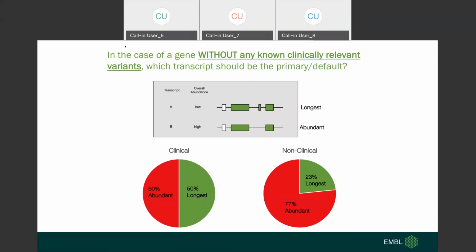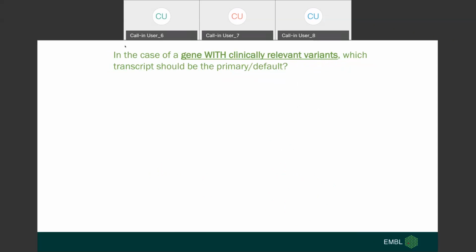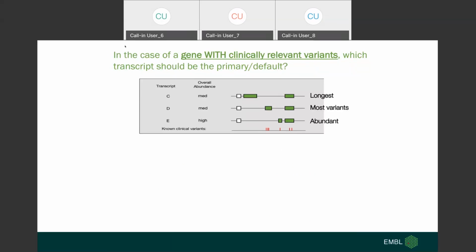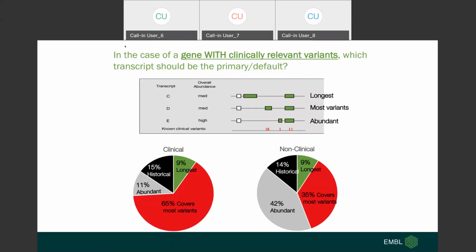However, for the non-clinical community, abundance was a much more important factor. We then asked the second question, which was, in the case of a gene with clinically relevant variants, which transcript should be the primary default? And here we gave the choice of, again, the longest, the one that captures the most pathogenic variants, or the one that's the most abundant at the locus. And the responses we got, again, were really interesting.